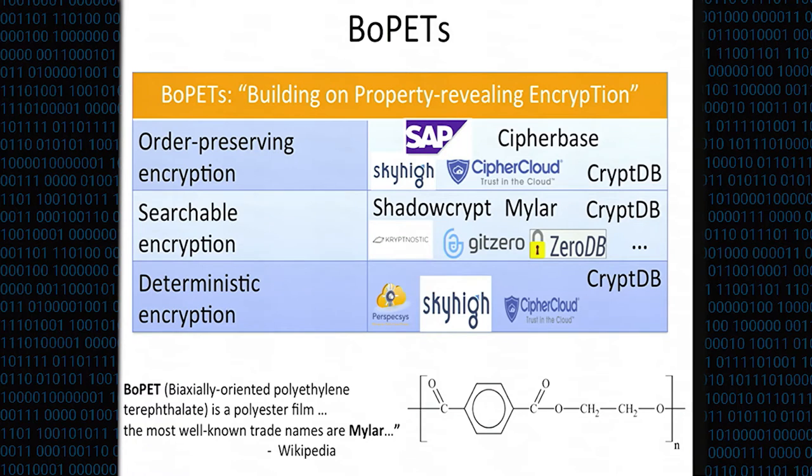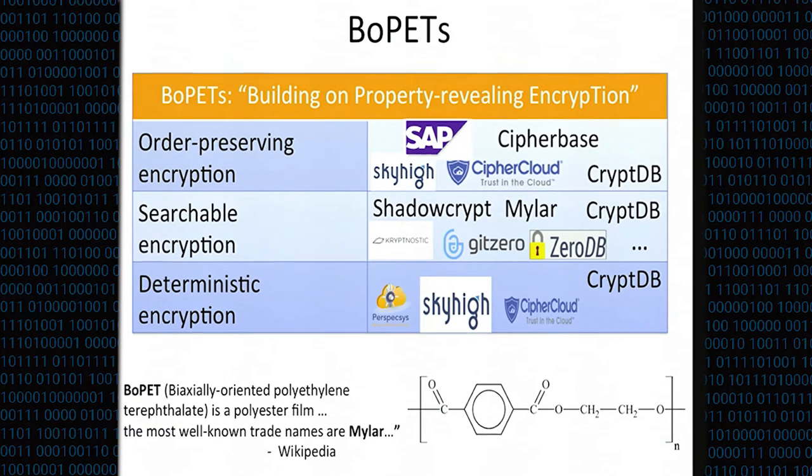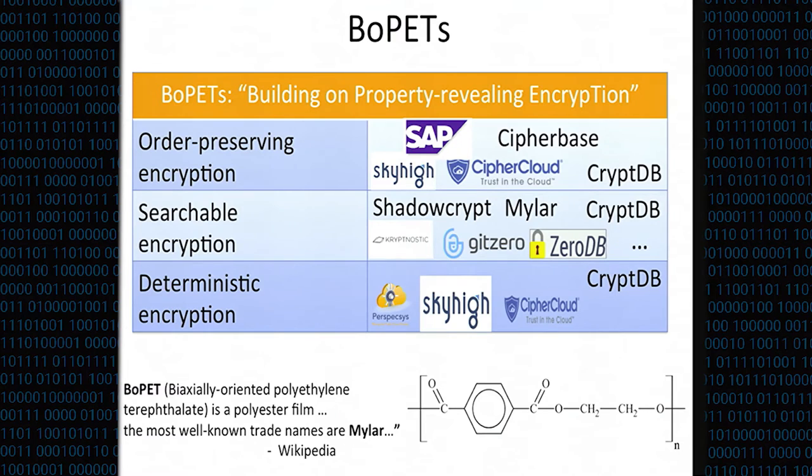The kinds of property revealing encryption that these systems use are order preserving encryption, which preserves sort order, which we saw a little bit ago in Georgios's talk. Searchable encryption, which David just talked about in the last talk, preserves the ability to do keyword search over encrypted data. And deterministic encryption, which is a special case of searchable encryption, allows you to preserve the equality relationship between plaintexts.